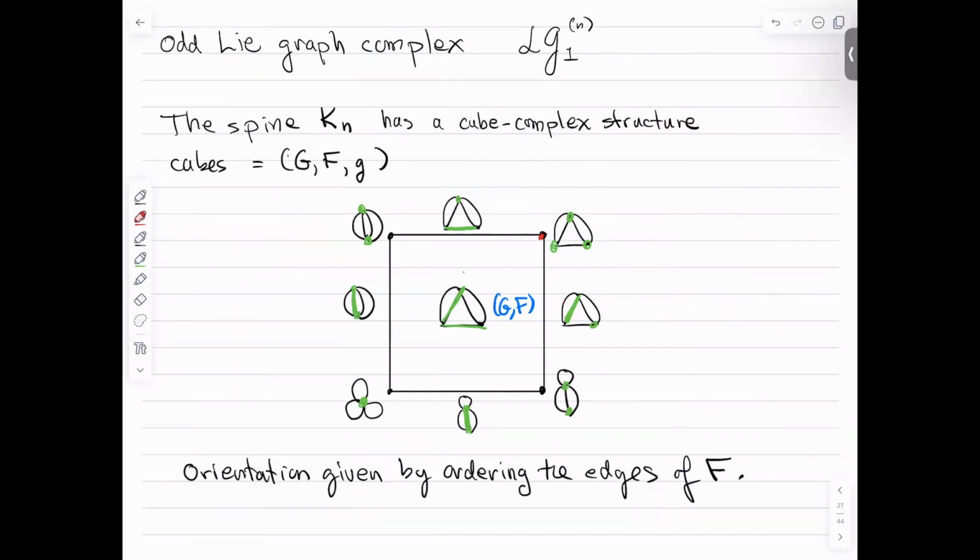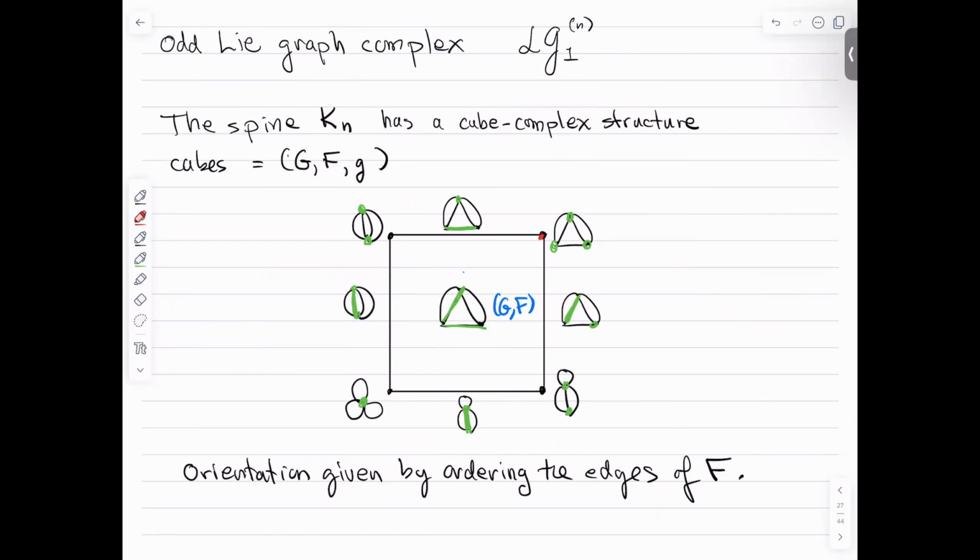Okay, so that was easy. So now let's move on to the Lie graph complex, and I'll do the odd Lie graph complex because that's what I've talked about so far. So to think about this, I'm going to pass to the spine.